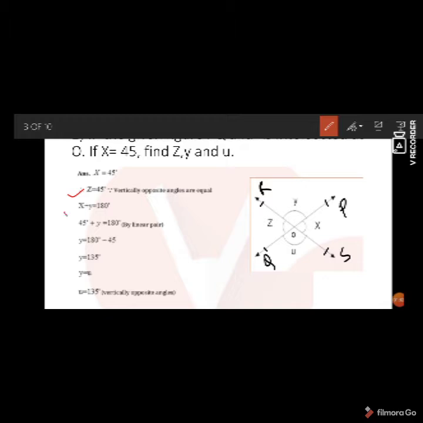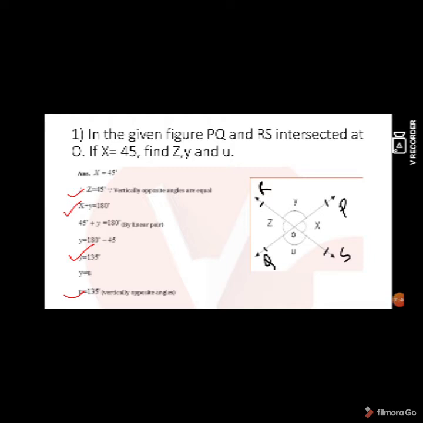And X plus Y is equal to 180 degrees as RS is one line. So RS is a line, so the sum of the angles X plus Y is equal to 180 by linear pair. X is equal to 45. If we subject Y, we will get 180 minus 45, that is Y is equal to 135. So Y and U are again vertically opposite angles. So U is equal to 135 degrees as well. So these are 2 marks questions and they are quite easy.